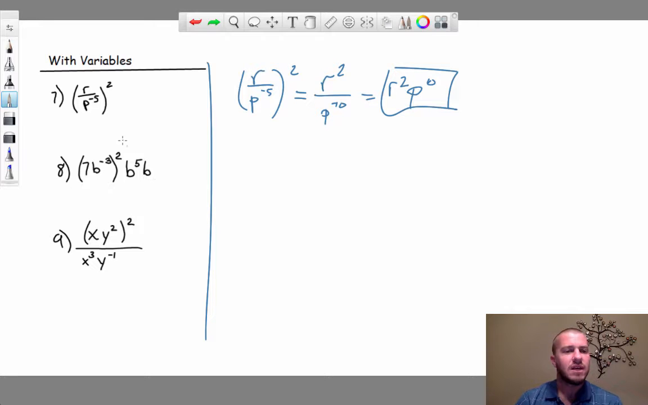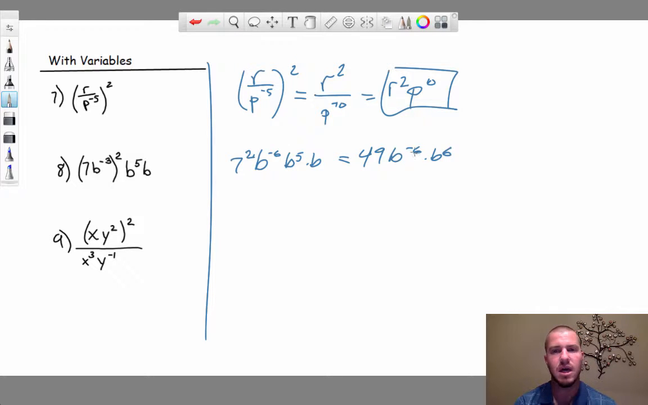For this next one, a thing a lot of people forget with this part: when I'm distributing to the exponents, you have to distribute to the coefficient's exponent as well, not to the coefficient itself. So that doesn't become 14, that becomes 7 squared. And then this is going to be b raised to the negative 6th, b raised to the 1st. So this is going to be 49, b raised to the negative 6th times b raised to the 6th. You can add these now, and that becomes 49 b raised to the 0, which just becomes 1. So it's 49 times 1, which simplifies to just 49.